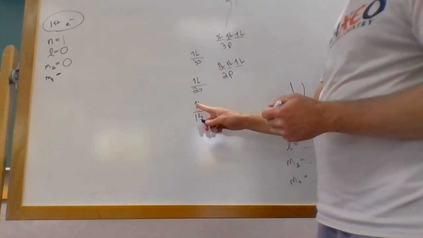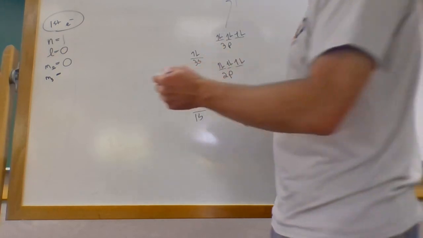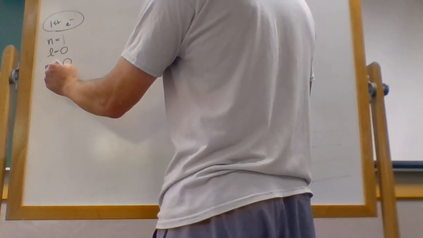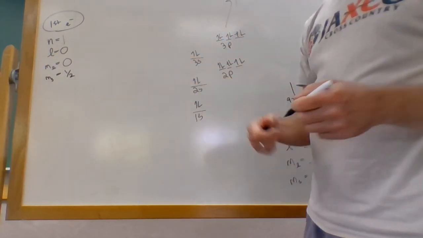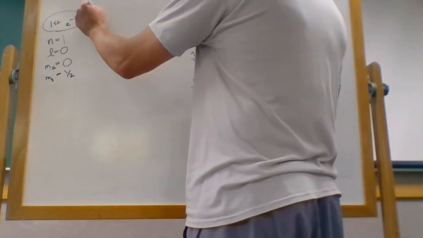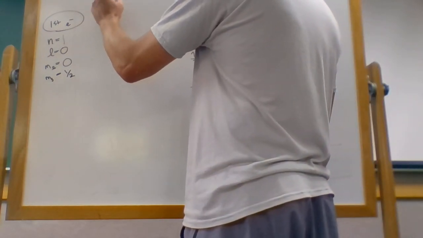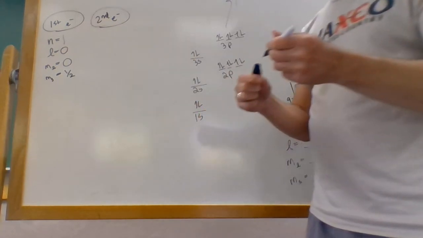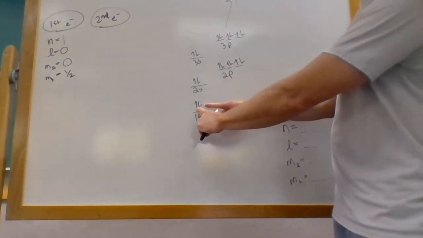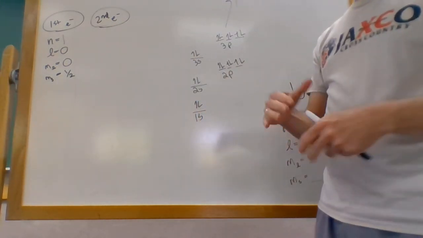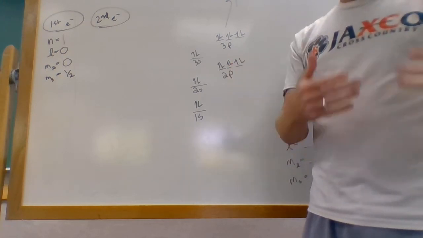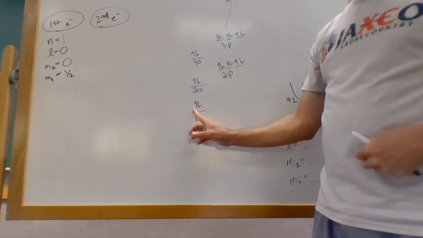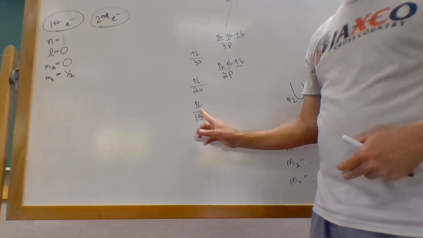So for that electron, most people say if it's pointed up, that's the positive spin, so 1/2. So those are the quantum numbers of the first electron. Then I say, okay, what about the second electron? How is it different from the first? If I compare these two electrons to each other, how are they different? Well, the only difference between this electron and that electron is the spin.